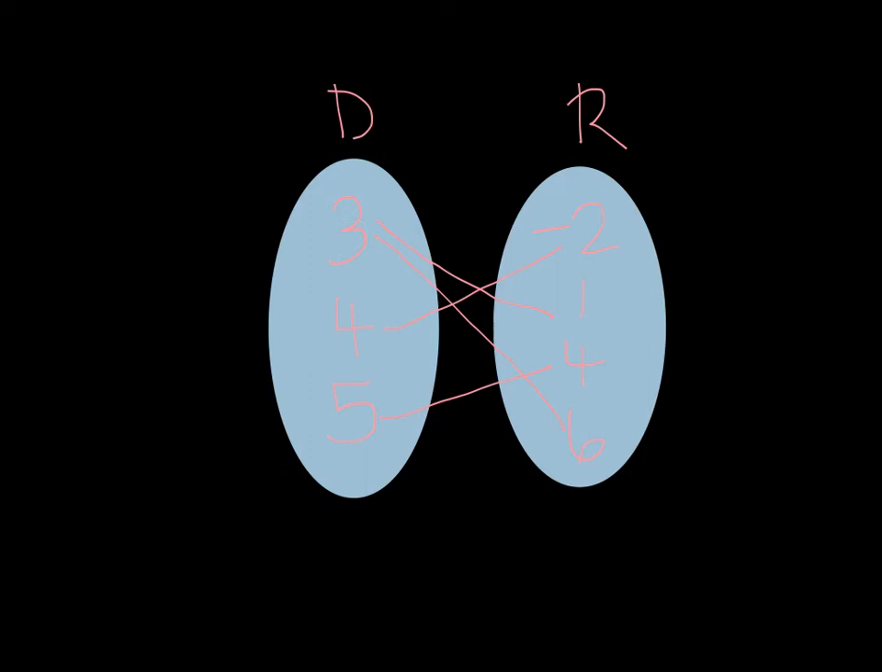So that's based on the x values, which is the first circle here. So we look and see if any x value is repeated. The 5 is not, the 4 is not, but the 3 is repeated twice. There are 2 lines from the 3, so that means that this is not a function.